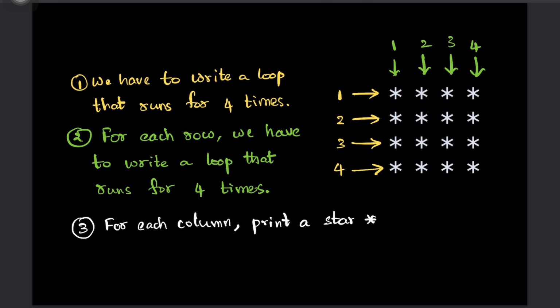Let us generalize these steps for any n value. 1, write a loop that runs for n times. This is for row traversal. 2, for each row, write a loop that runs for n times. This is for column traversal. This means we are going to have a nested loop. 3, and for each column, print a star symbol.